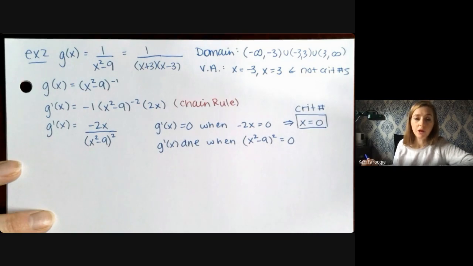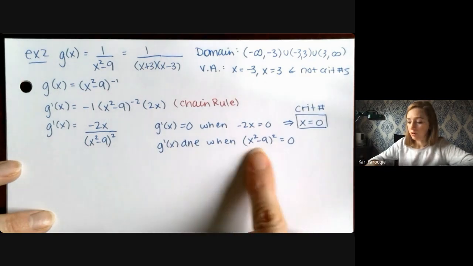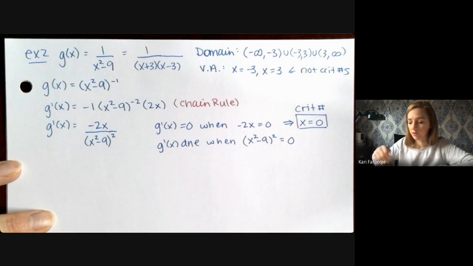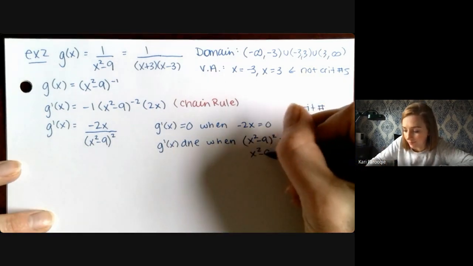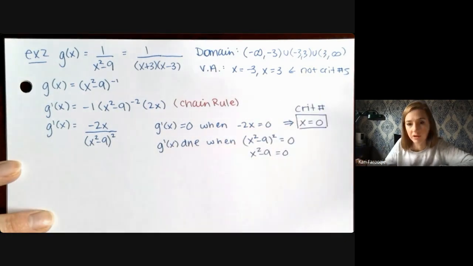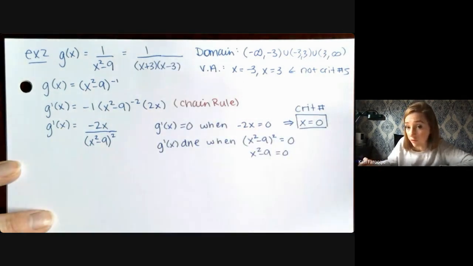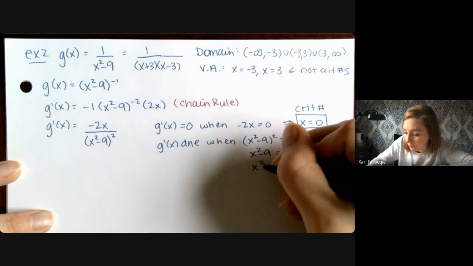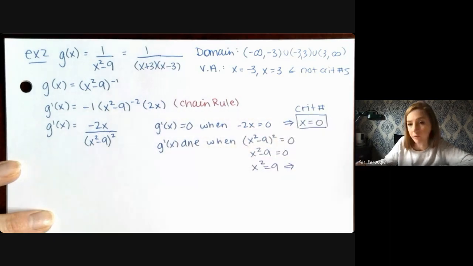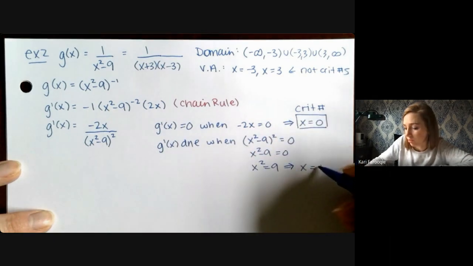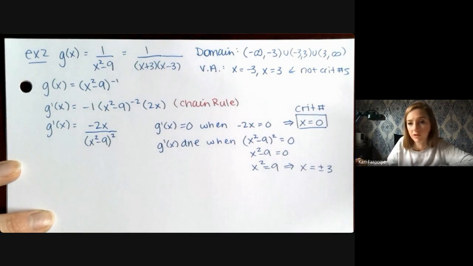Now, g prime does not exist when (x squared minus 9) quantity squared equals 0. Well, I think we can already see where this is going. Take the square root of both sides. You could solve this by factoring, or you could just solve it by using the square root property. Just remember that you need to apply the plus or minus sign.